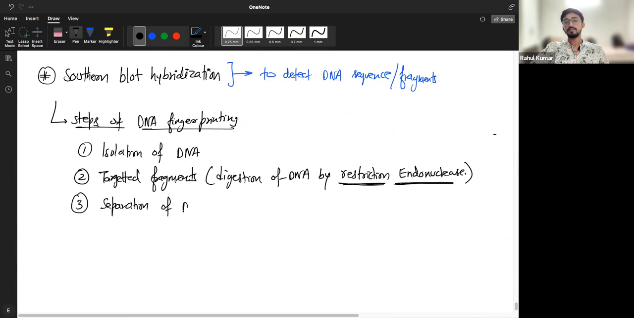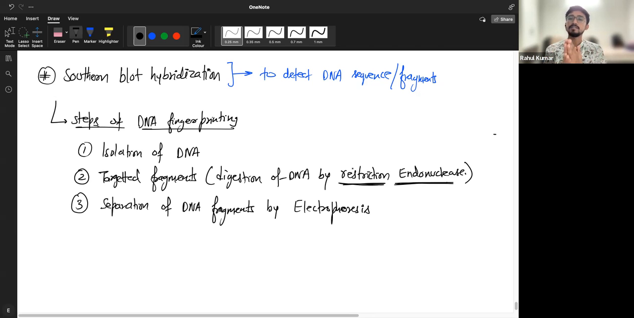Separation of DNA fragments by a technique called electrophoresis. Again, don't get intimidated by the names. Restriction means that restrict the size. Endonuclease means that cuts. So you cut and restrict a size.